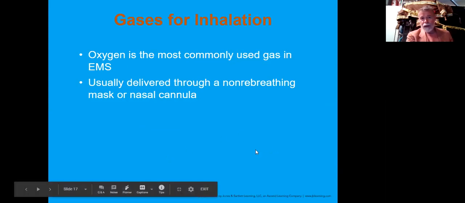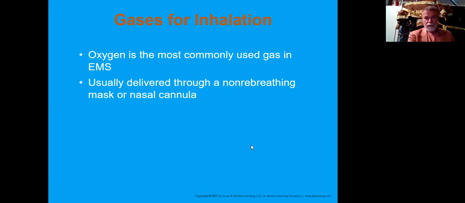Gases for inhalation, oxygen, it's the most commonly used gas, usually delivered through a non-rebreather mask or nasal cannula. Again, we've got multiple ways to administer oxygen. Think about the differences in your concentrations, whether that's room air, which is going to come in at right around 21%, or all the way up to the bag valve mask, which is capable of getting you close to 100%.